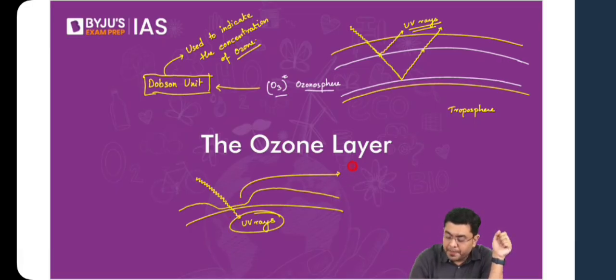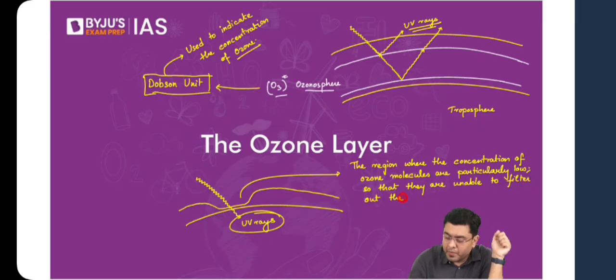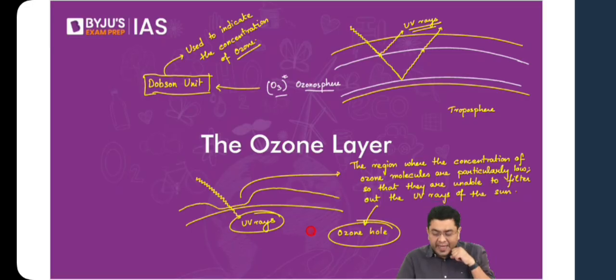So the region where the concentration of ozone molecules is particularly low, so that they are unable to filter out the UV rays of the sun, that is regarded as the ozone hole. Now, that is the aspect of the ozone layer, or the ozone hole which is created.